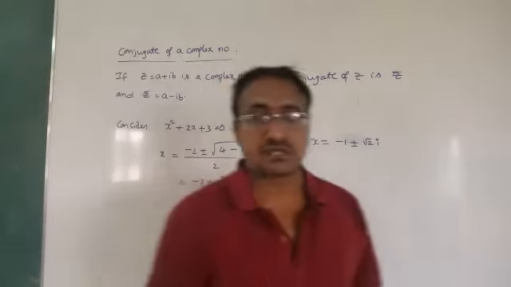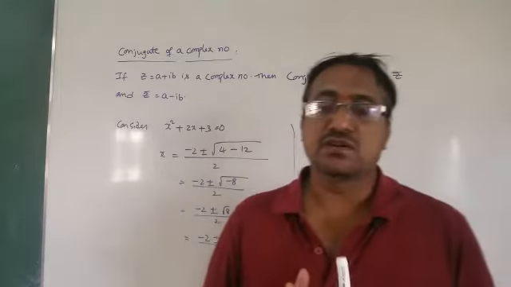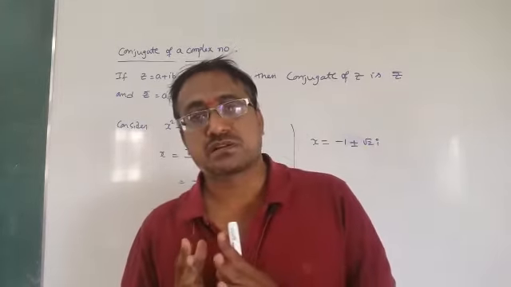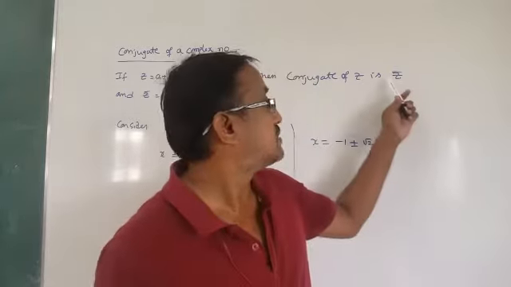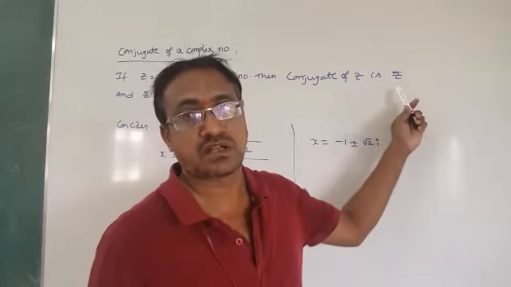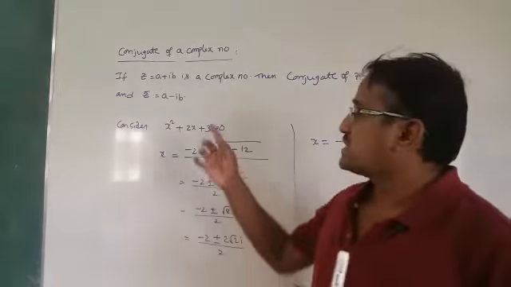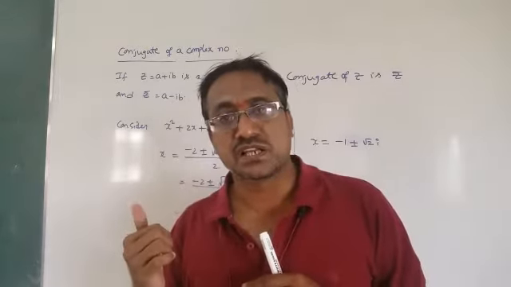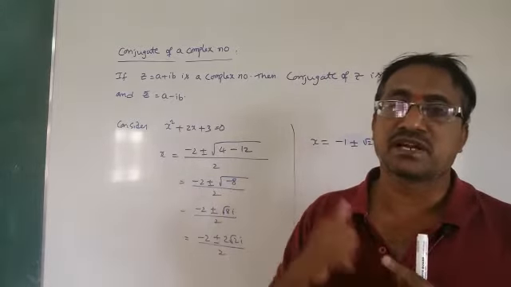Another important concept: the conjugate of a complex number. If Z is equal to a plus ib is a complex number, then its conjugate is denoted by Z bar, like this. We have to write it like this. It is called the conjugate of Z, and the conjugate of Z is a minus ib.